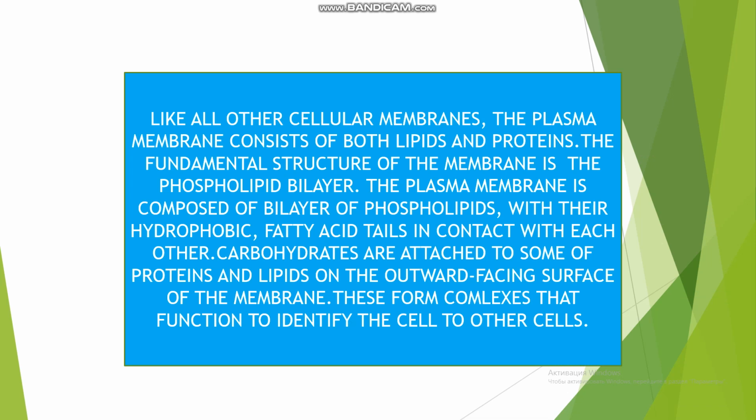Like all other cellular membranes, the plasma membrane consists of both lipids and proteins. The fundamental structure of the membrane is a phospholipid bilayer. The plasma membrane is composed of a bilayer of phospholipids with their hydrophobic fatty acid tails in contact with each other. Carbohydrates are attached to some of the proteins and lipids on the outward facing surface of the membrane. These form complexes that function to identify the cell to other cells.